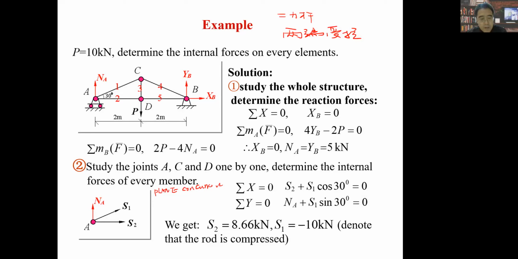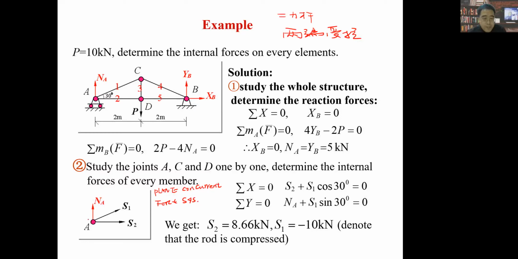Concurrent. It's hard to write things. Concurrent force system, right? Force system. Do you still remember in Chinese we call that 平面会焦立系?